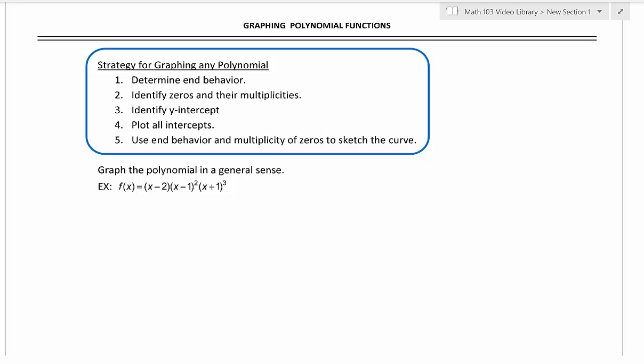Next, we want to find the zeros of the polynomial and their multiplicities. We'll also make note of whether our graph is going to either kiss, straight cross, or wiggle cross at the x-axis. Then we want to identify the y-intercepts. We'll plot all of our intercepts, the x-intercepts we get from the zeros and the y-intercept we found in step 3. Then we'll use the end behavior and the multiplicity of the zeros to sketch the curve in a general sense.